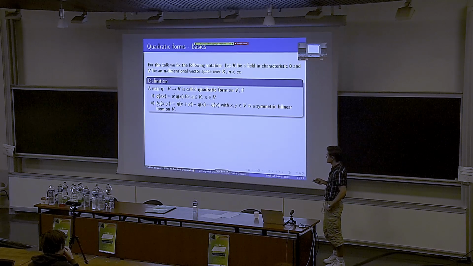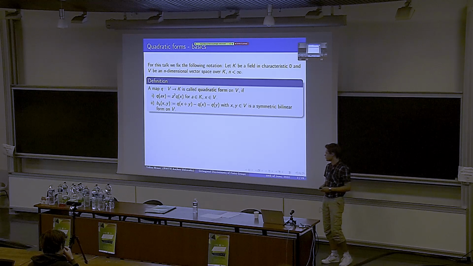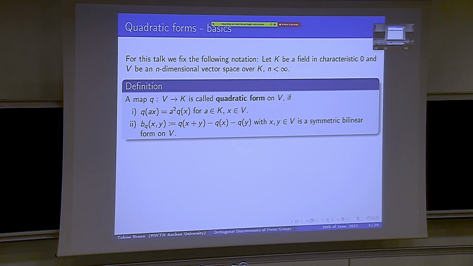So let's get started with some basics on quadratic forms. First of all, I'm going to fix some notation for basically the entire talk. K is always going to be a field in characteristic 0, and V is going to be an n-dimensional vector space over the field K, always finite dimensional.